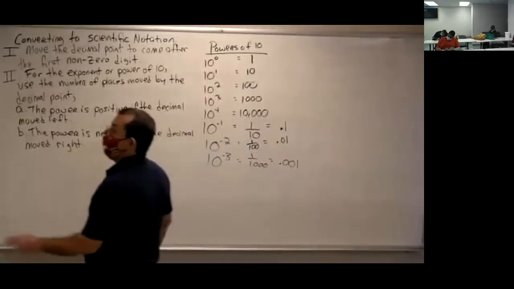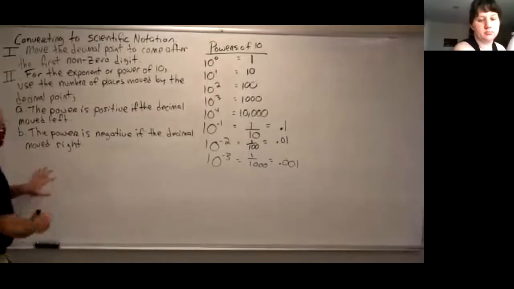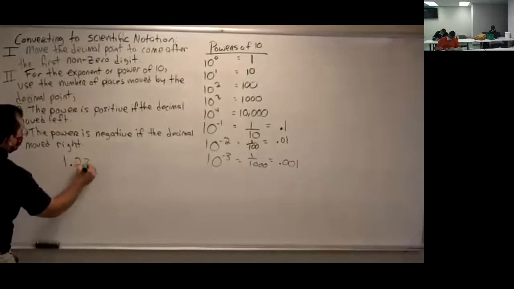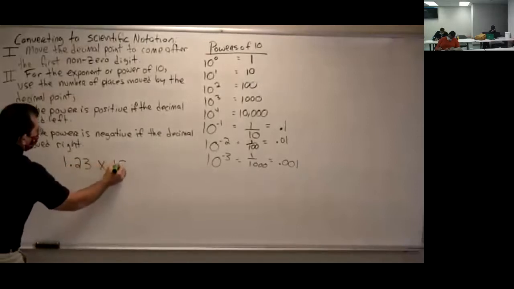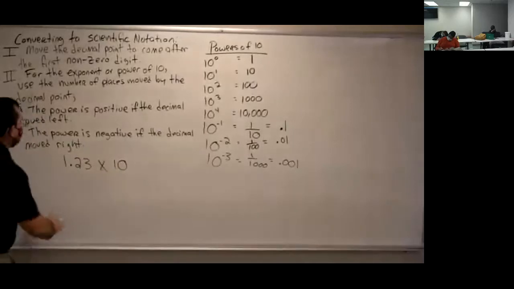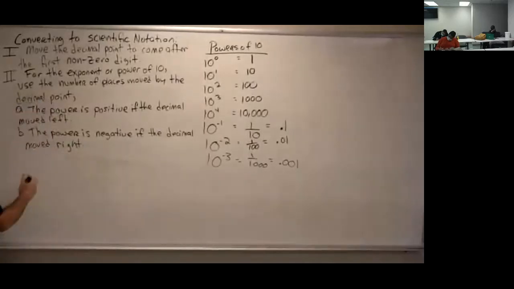Okay. So in the final form, you'll have your number, say like 1.23 times 10 to some exponent, okay? So let me write this as an actual problem. So let me convert a number into scientific notation.